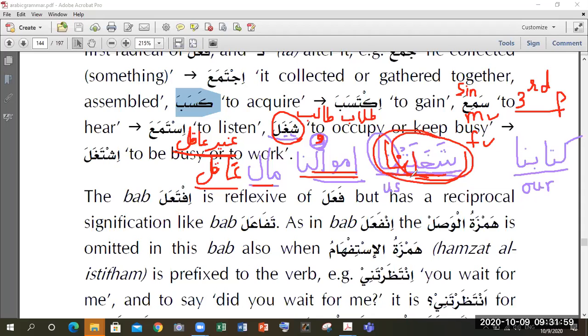Kursi is female? In Urdu, we use it as female, but in Arabic, it's male. How is it male? Kursi, it is written like this. Yes. Oh, I'm so sorry, I'm taking you too far back, but it's coming like that.